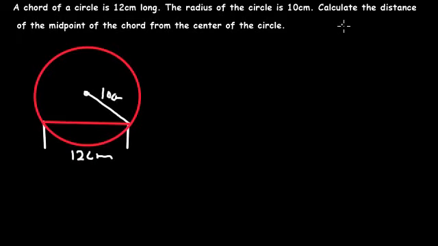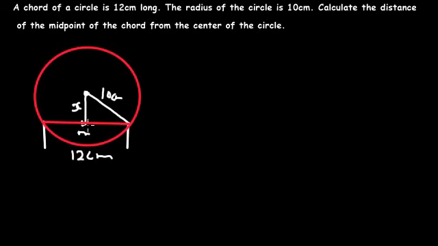Now, the question was to determine the distance of the midpoint of the chord. Let the midpoint of the chord be somewhere around there. I'm going to represent that with M. So we want the distance of the midpoint of the chord from the center of the circle, which implies that this is the distance that we need. Our goal is to determine that distance, and I'm just going to represent it with x. Okay, perfect. Now, what should we do? How can we determine x?